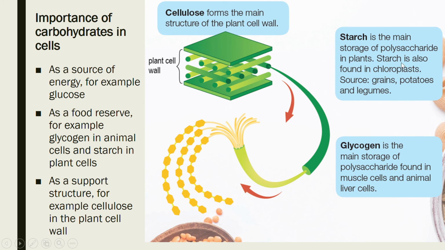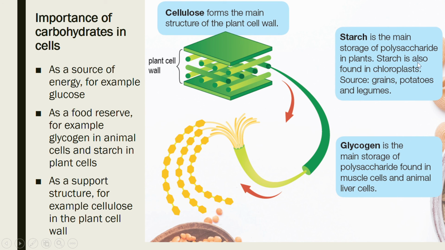Okay, starch. Starch is the main storage in plants. For glycogen, it is the main storage in animals, main storage of polysaccharides. In plants, the storage form is starch. For animals, including human beings, our excess glucose, yang berlebihan itu, is stored in the form of glycogen. So where is it found? In the liver cells, and in the muscle cells.